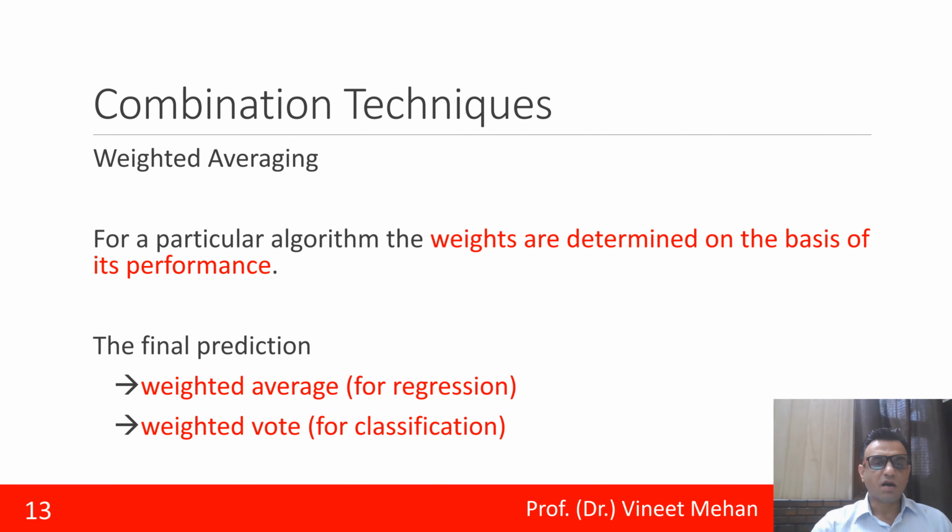Then is the combination technique. The combination technique that is used for the purpose of boosting is weighted averaging. So you can use a weighted average in case you have a regression problem, and you can use a weighted vote in case the problem is of classification.